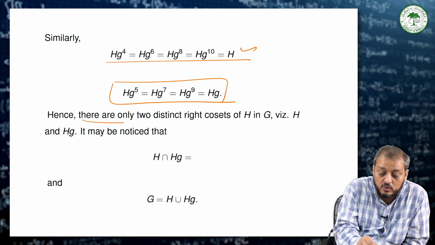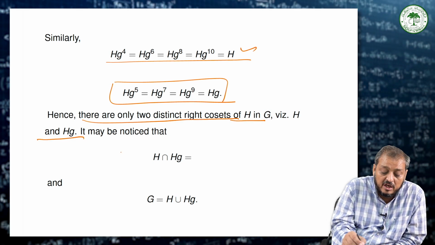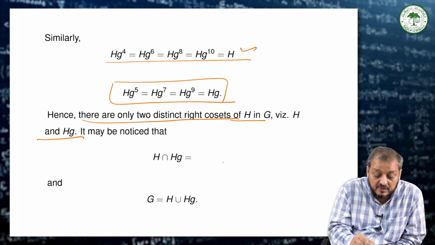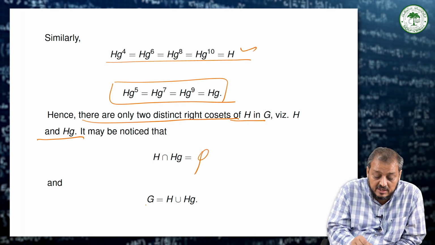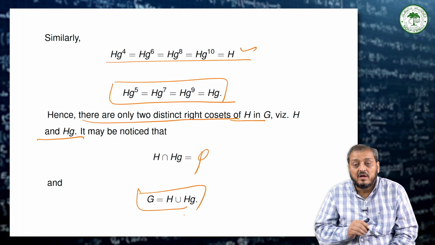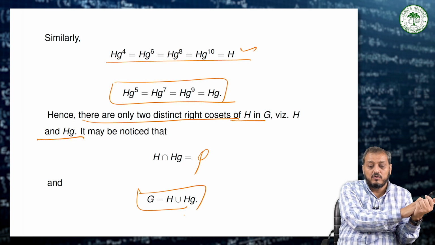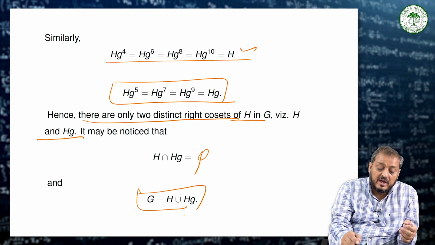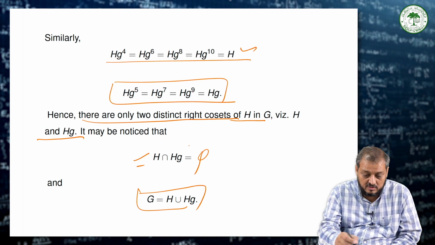So there are only two distinct right cosets of H in G, namely H and Hg. It can be noticed that the intersection of H and Hg is the empty set, and G can be written as H union Hg. So H union Hg is generated by this partition of G, and both are clearly non-empty.